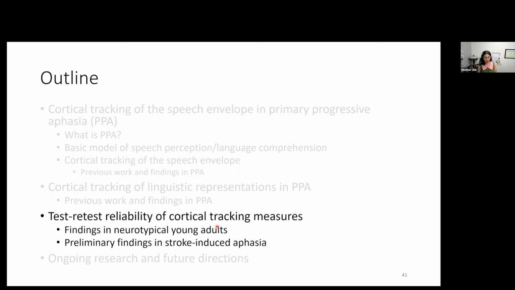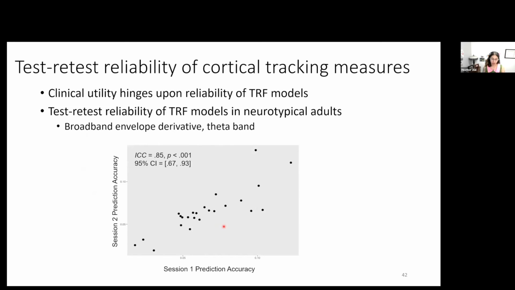So when looking at test-retest reliability, we've done this in neurotypical young adults and have preliminary findings in stroke-induced aphasia. And I'm just going to show a little bit here because we're getting close to time. But here I have had undergrads coming in for 2 different sessions separated by at least a week. And they're listening to Who Was Albert Einstein, which is a story that was used by Stephen Wilson, validated for use in stroke-induced aphasia, that we've been using both in PPA and in neurotypical young adults and individuals with stroke-induced aphasia. We have their session 1 prediction accuracy on the x-axis and session 2 on the y-axis.